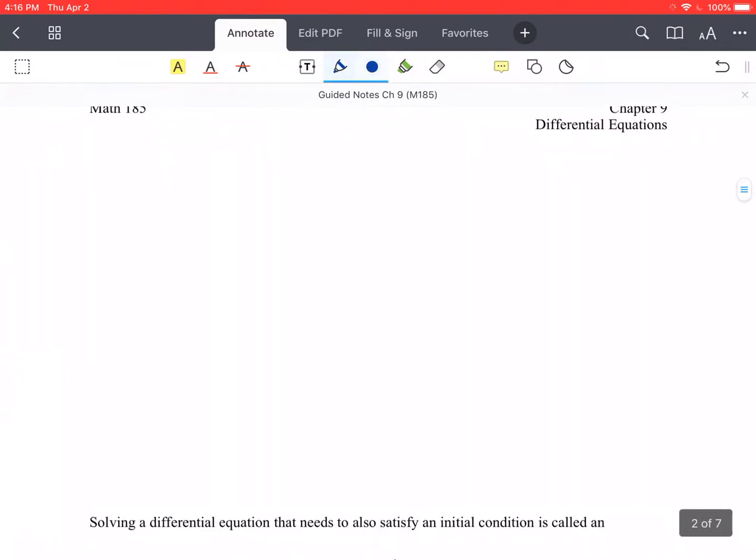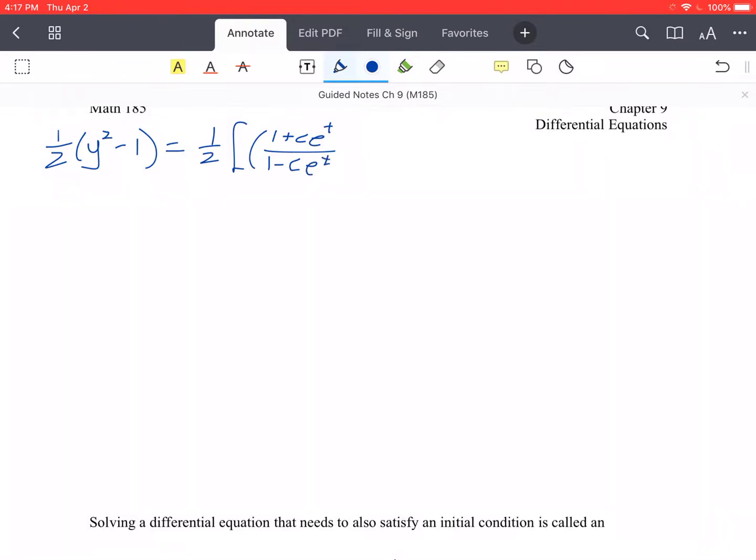Let's substitute this in. So we have 1/2 y squared minus 1. If we substitute in this function, we get 1/2 times (1 plus c e to the t over 1 minus c e to the t) squared minus 1.